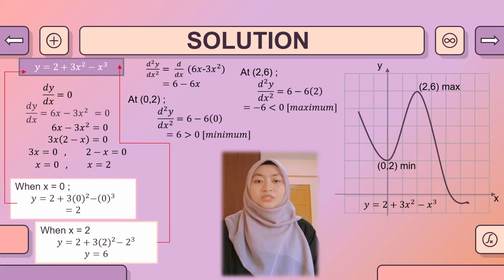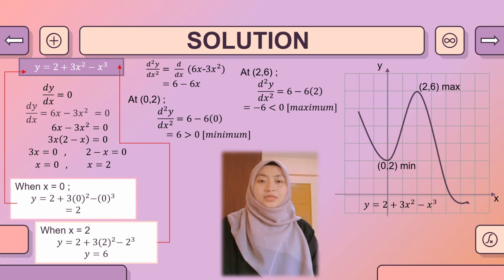Using the formula, d squared y over dx squared is equal to 6 minus 6 bracket 0. Put 0 into x. Okay, the answer is 6. So 6 is greater than 0, right? So the answer must be a minimum point. When the value is greater than 0, the answer must be a minimum point. This is how we find the maximum and minimum points in the graph.